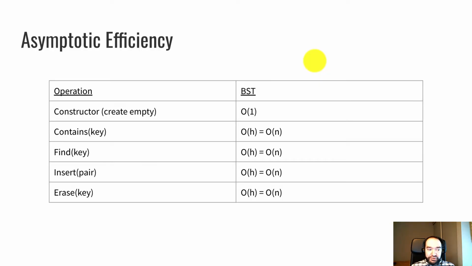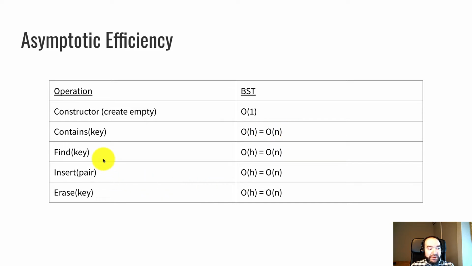This video is going to derive all of these and tell you where they come from, but the summary is that the constructor that creates an empty binary search tree takes constant time. All of the other operations take big O of h time. H is the height of the tree, and in our plain unbalanced binary search tree, the height could be as much as big O of n. So all of these other operations take linear time.